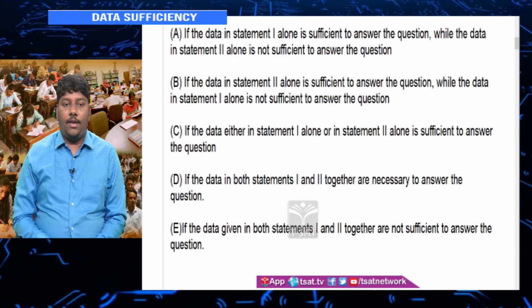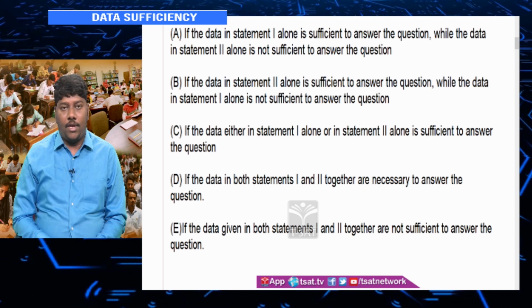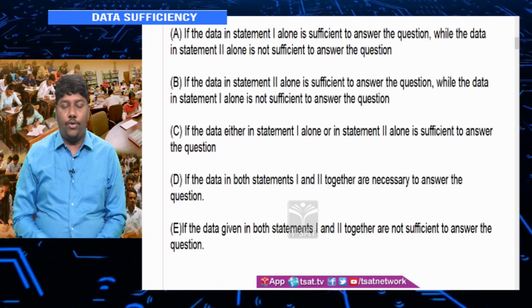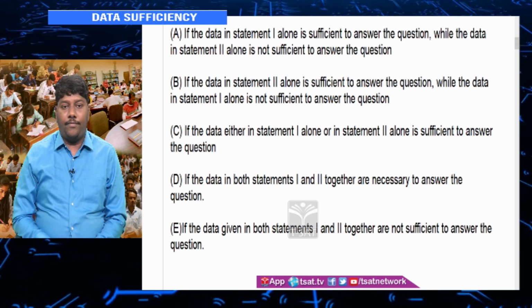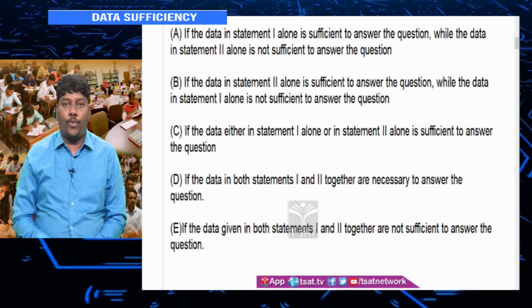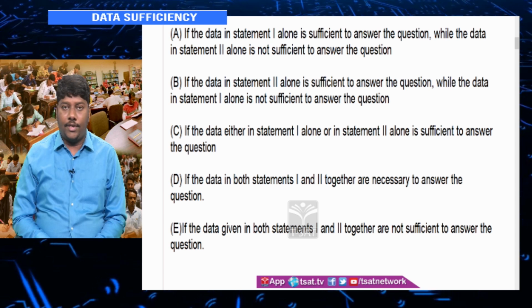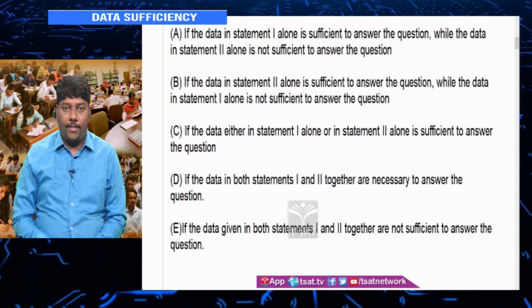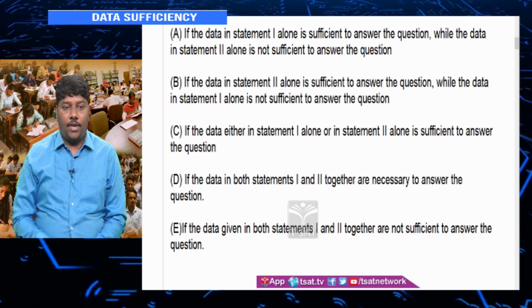Now option D, if the data in both the statements 1 and 2 together are necessary, you can't solve by using 1, you can't solve it by using 2. Your answer becomes option D, if the data in both statement 1 and 2 together are necessary to answer the question, which means 1 is not sufficient, 2 is not sufficient, but when you combine them, now it is sufficient, then you can say the answer is D.